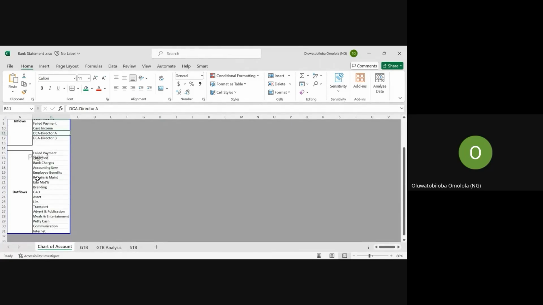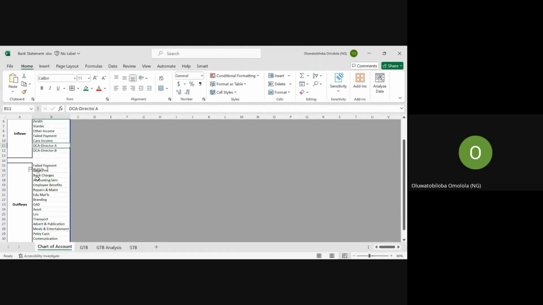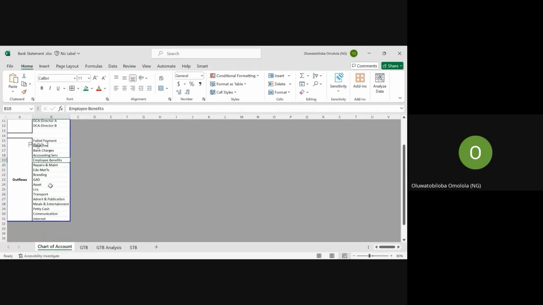My outflows out of the bank are mostly me spending money, right? It could be fee payments, it could be paying tutors for this particular company, it could be bank charges, payment for accounting services, employee benefits. So I will analyze my company. Now, this same chart of accounts is not going to work for everybody. It's going to work for you based on your understanding of the company.